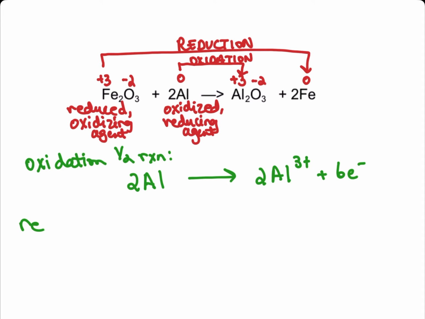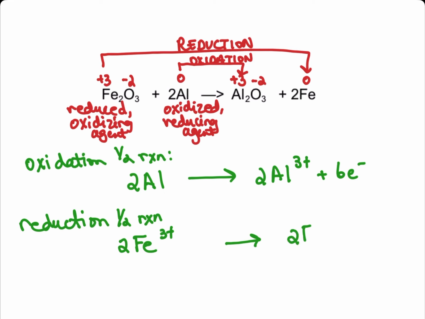Let's talk about the reduction half reaction. Only iron is going through the reduction process, not the entire molecule. And there are 2 units of iron. So I'm going to say 2Fe3+, and it yields 2 iron. I have 2 irons on both sides. I have a +6 on the left and a 0 on the right. So I'm going to add 6 electrons.